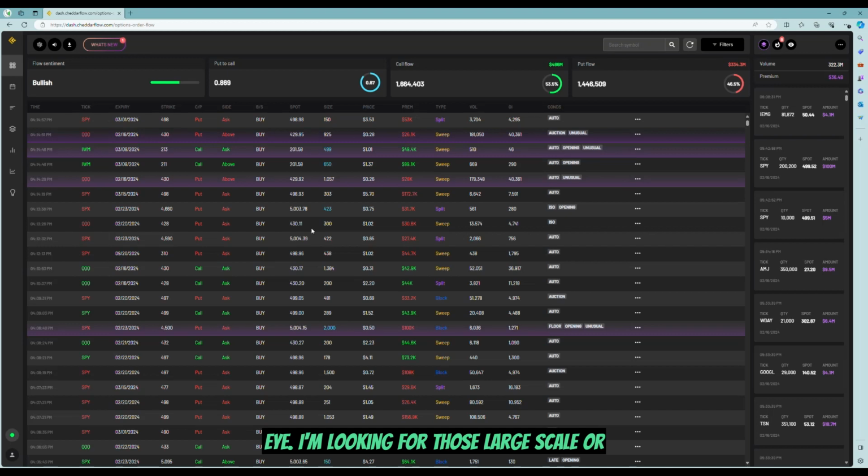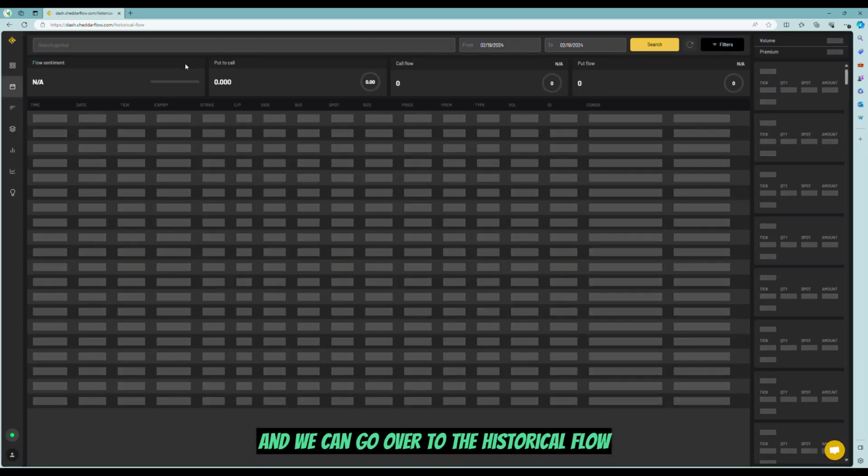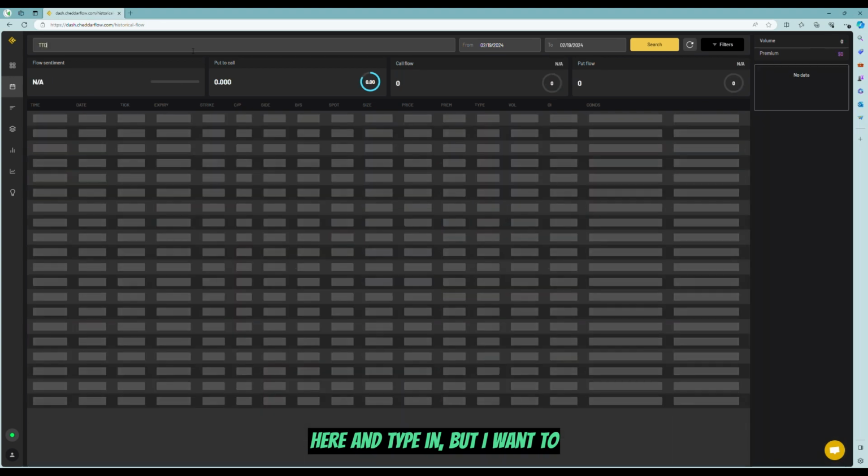I'm looking for those large scale or unusual type orders, and that can go for whether it's an ETF, whether it's just a name that nobody really talks about or anything like that. So ultimately the way that I'm really using options flow in general is just kind of as a scanner.